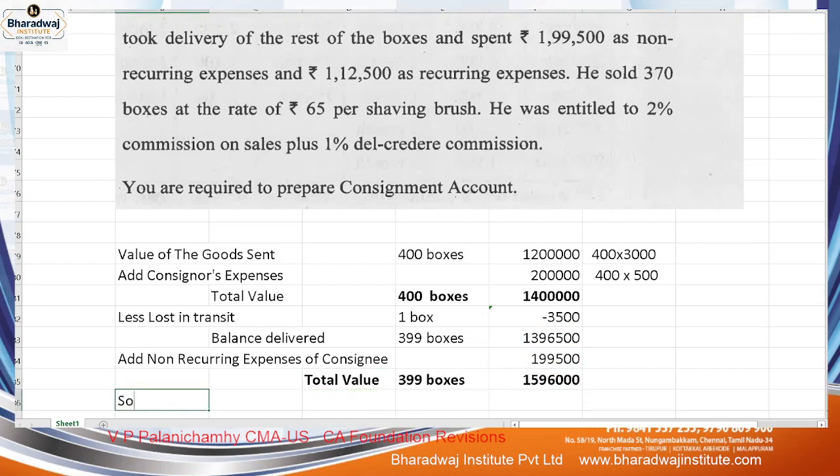How much is sold? 370 boxes are sold. So closing stock: 399 minus 370. How much closing stock? 29 boxes. What is the value? Simple. 159,600. If this is for 399, what is for 29?